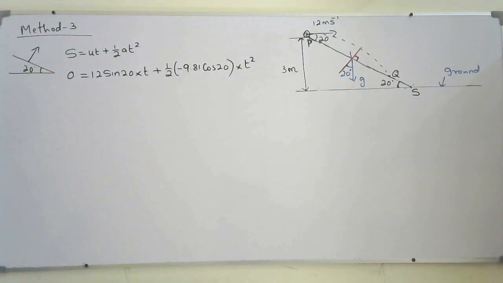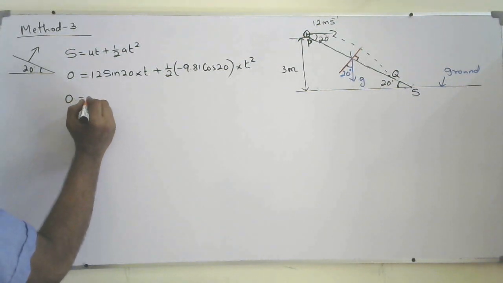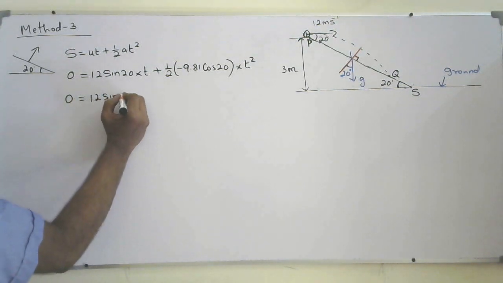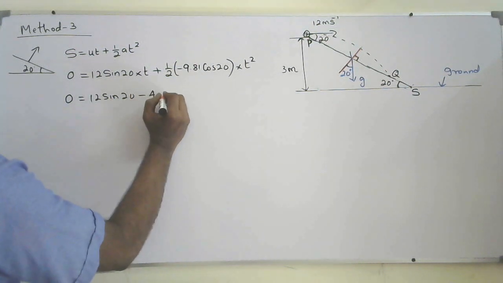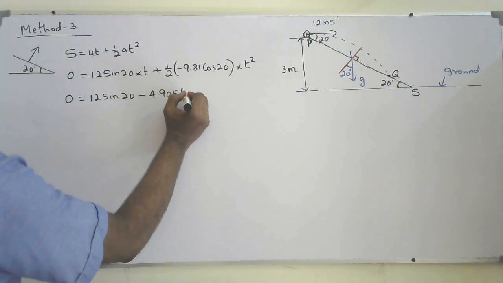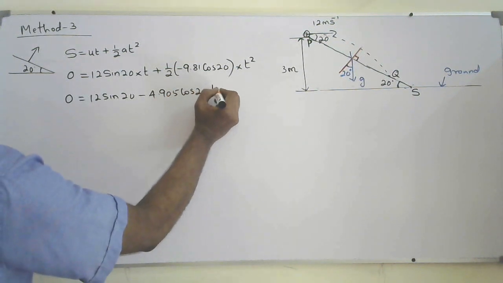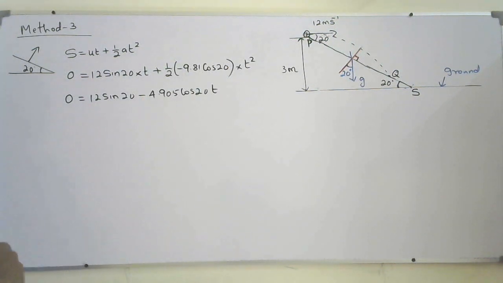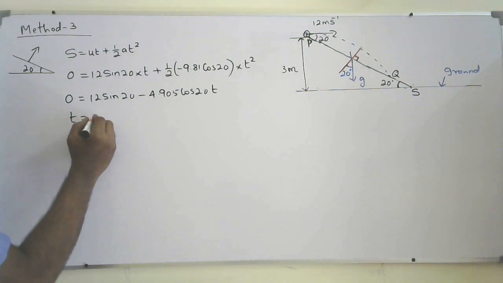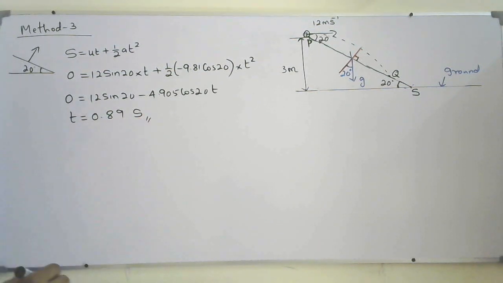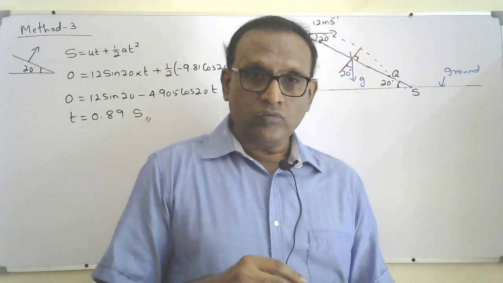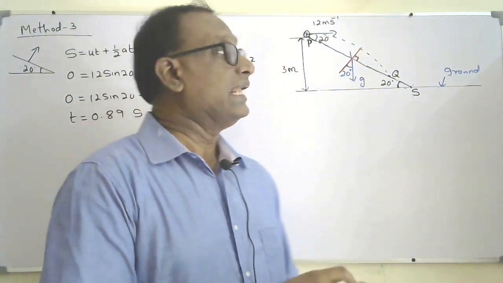So I can divide the whole equation by t. So you will get 0 = 12 sin 20 minus half into 9.81, 4.905 cos 20 t, because I divide by t. Okay, so find the t. You will get t equal to 0.89 seconds. This is the time taken to move along the slope a length PQ.